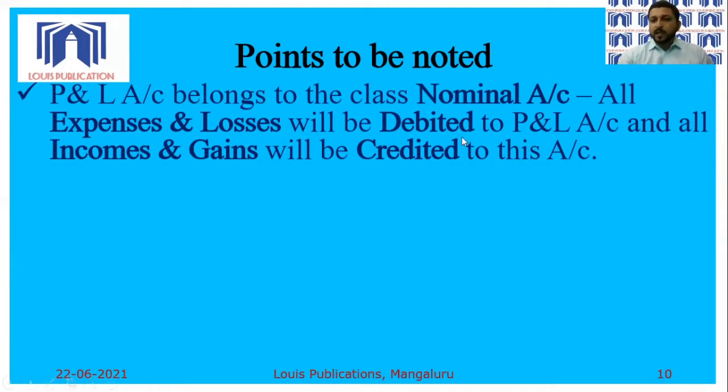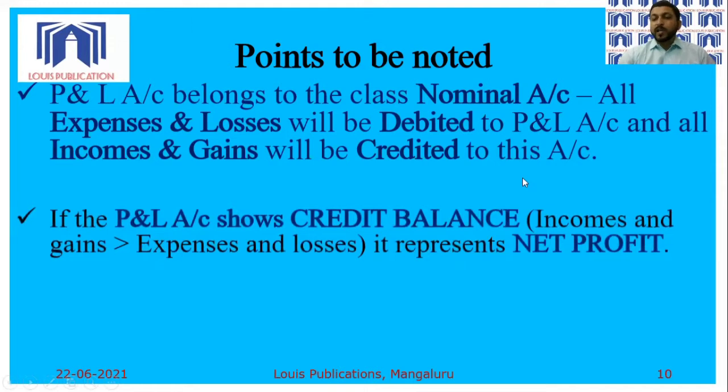So all expenses and losses will be debited to profit and loss account, and all incomes and gains will be credited to this account. So all expenses and losses, profit and loss account will be debited. All incomes and gains, profit and loss account will be credited. So let's analyze this. Profit and loss account is debited for all expenses and losses. So that means all expenses and losses will be recorded on the debit side of profit and loss account. All incomes and gains will be recorded on the credit side.